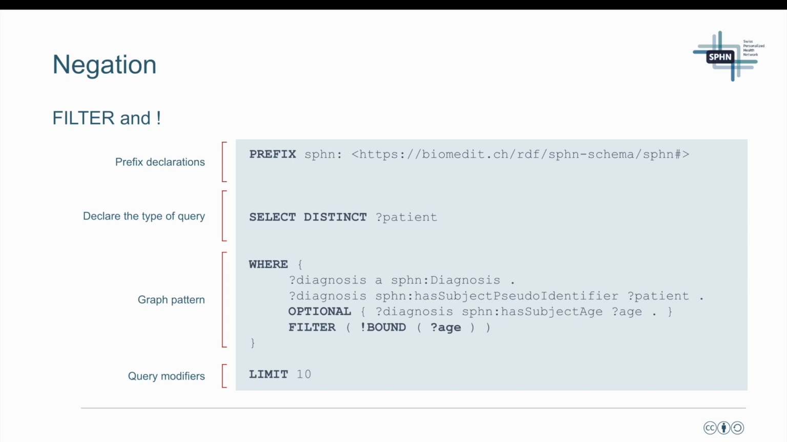Now the query itself is getting all instances of SPHN diagnosis, patients linked to this diagnosis, and optionally the age of the patient at the time of diagnosis. In addition, we are using the filter keyword to filter for certain sets of results. Here we are filtering for results where the age variable is not bound. That means we are getting all instances of diagnosis for which there is no information about the age of diagnosis. And we see that we are getting a distinct list of patients to avoid duplicates, since a single patient can have more than one diagnosis associated to them.